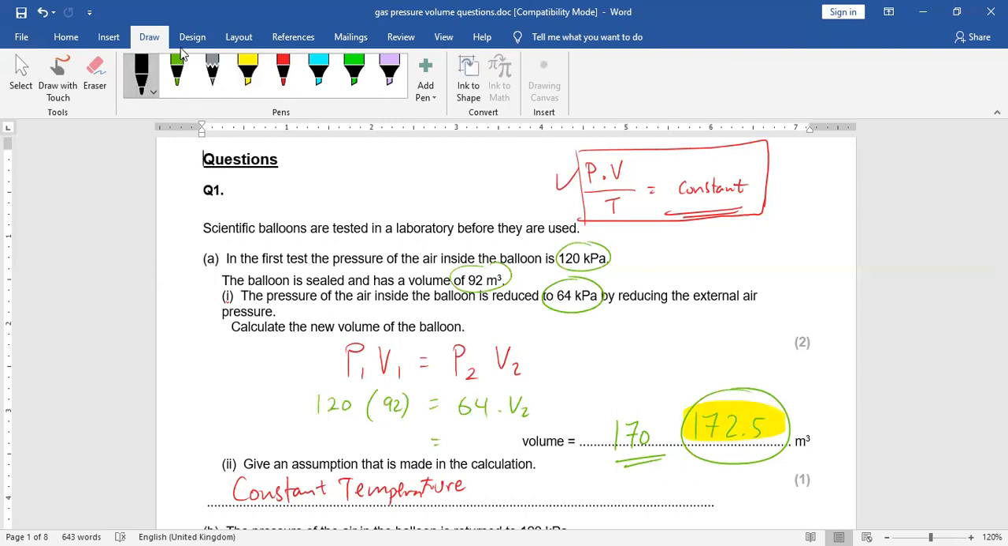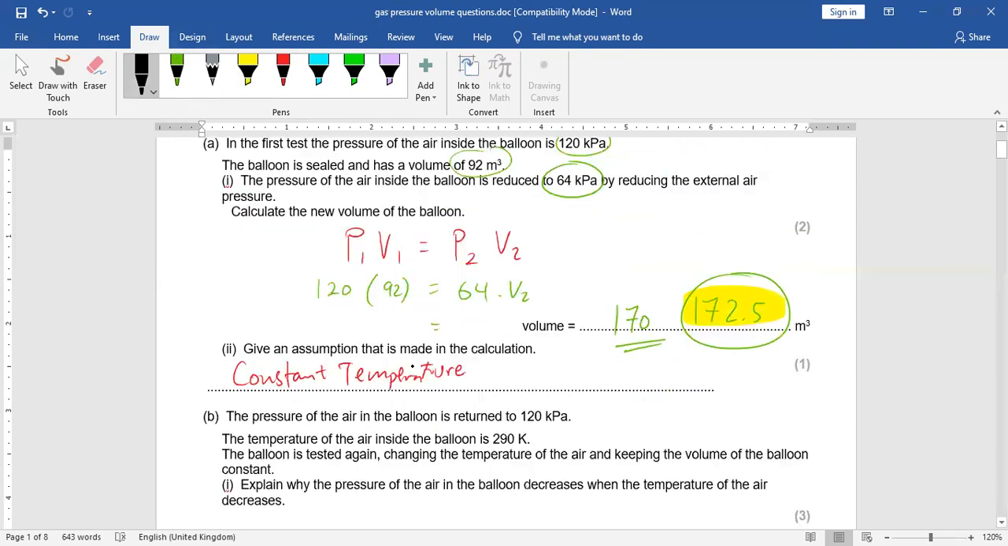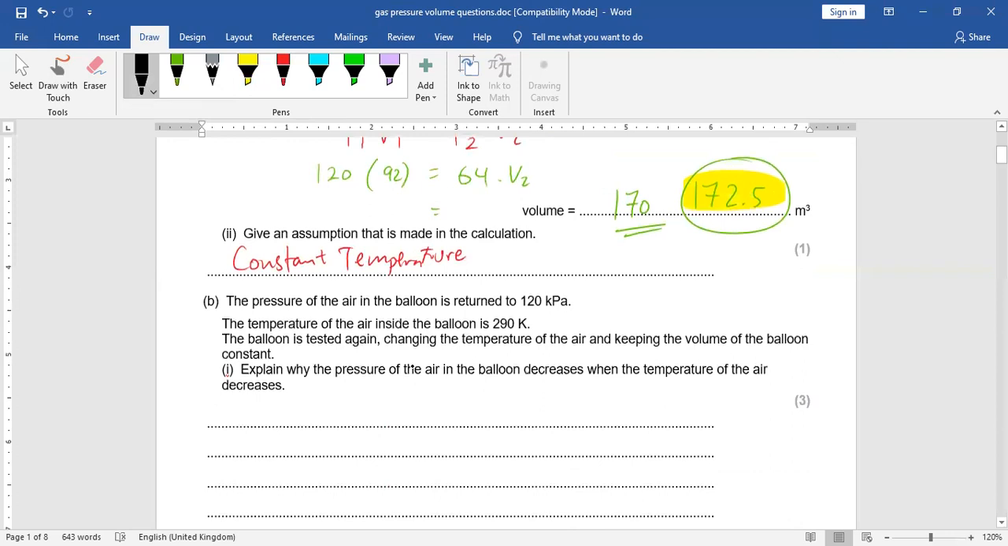Give the assumptions that you made in this calculation. We assume that it's a constant temperature. All right, so now part B.